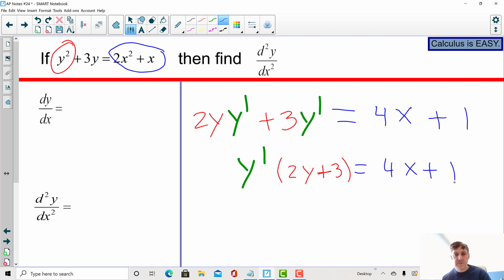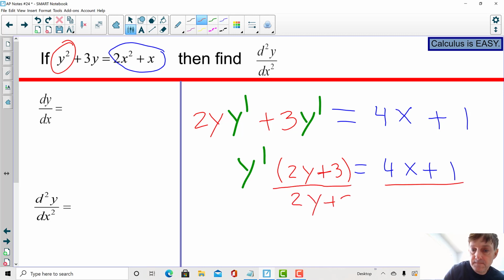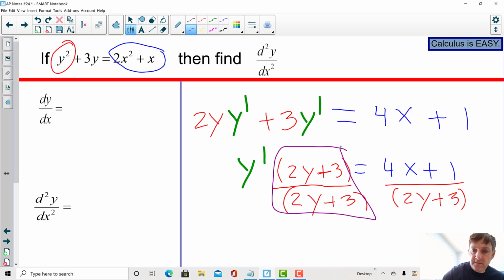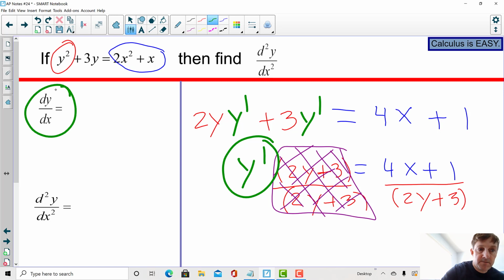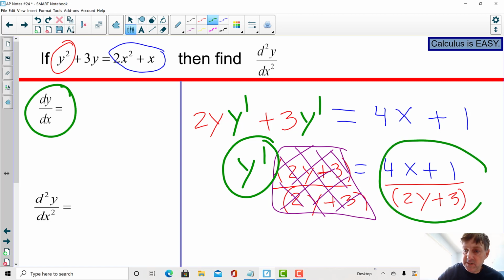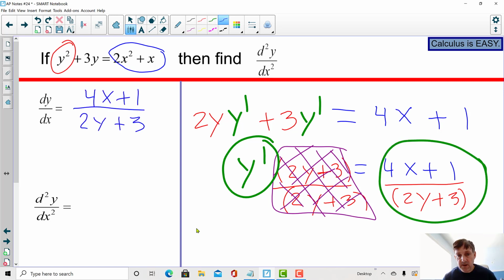Okay, we have one more step to solve for y prime. We're going to divide both sides by 2y plus 3. So all this stuff is going to cancel. Our final answer is that y prime, which is right here, is going to equal this fraction. Okay, let's erase this stuff.